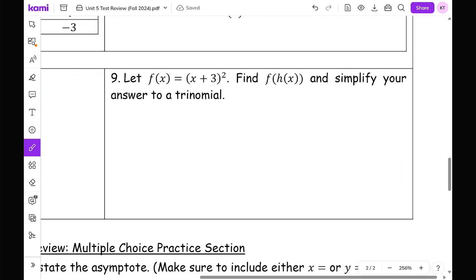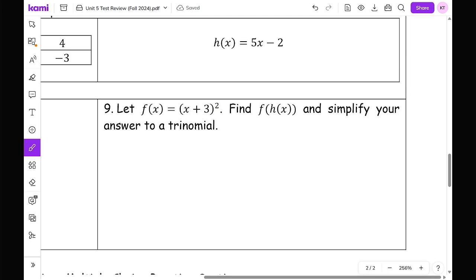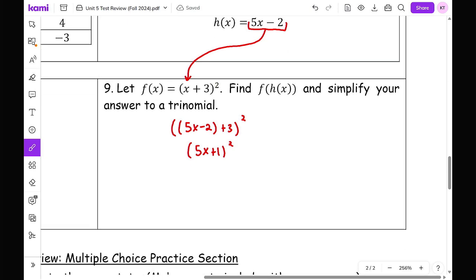And then lastly, finding f of h of x, if f of x is x plus 3 squared. So I'm going to be taking h of x, which is this, and plugging that in to x right there, which will give me 5x minus 2 plus 3, all of that squared. I do simplify inside the parentheses first, so that's going to be the same thing as 5x plus 1 squared. And when I multiply that all out, that should give me 25x squared plus 10x plus 1.